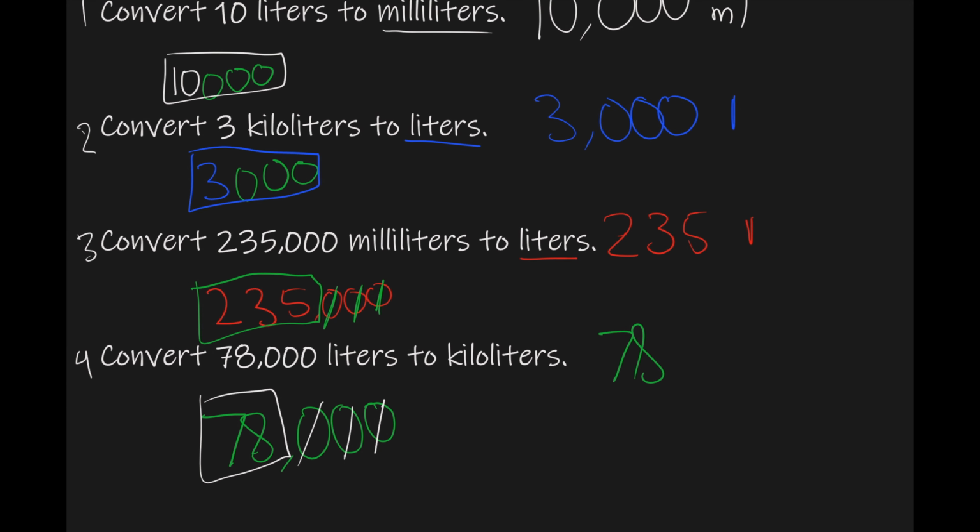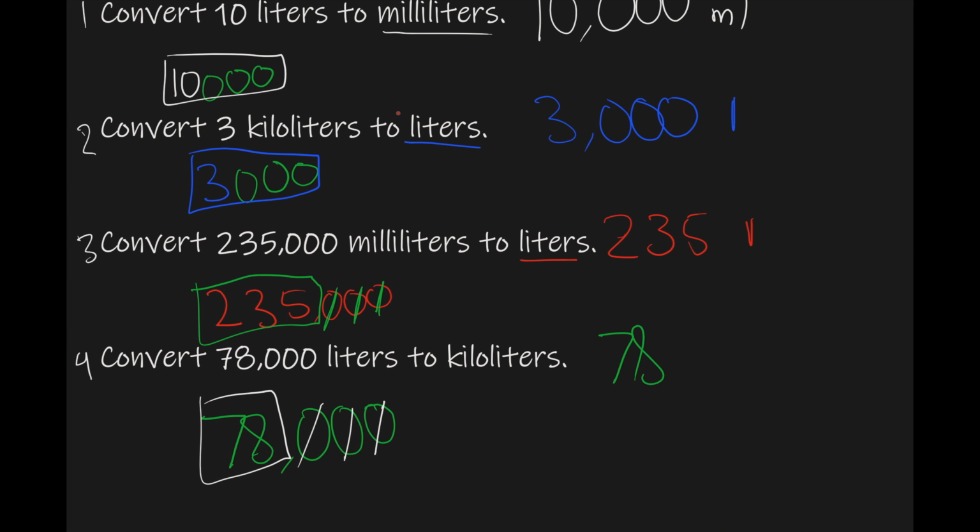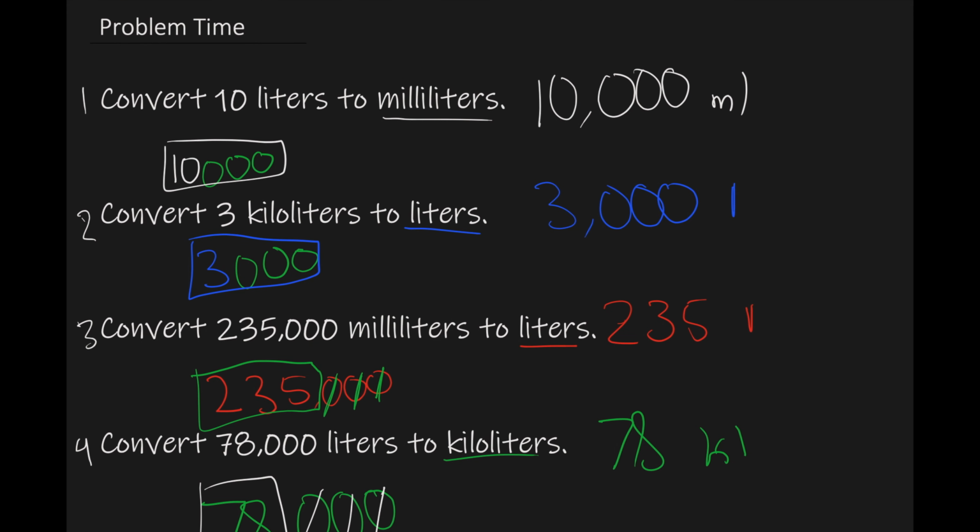Convert 78,000 liters to kiloliters. To kiloliters, which means this is kiloliters. Okay? So there you go. Those are all of our answers.